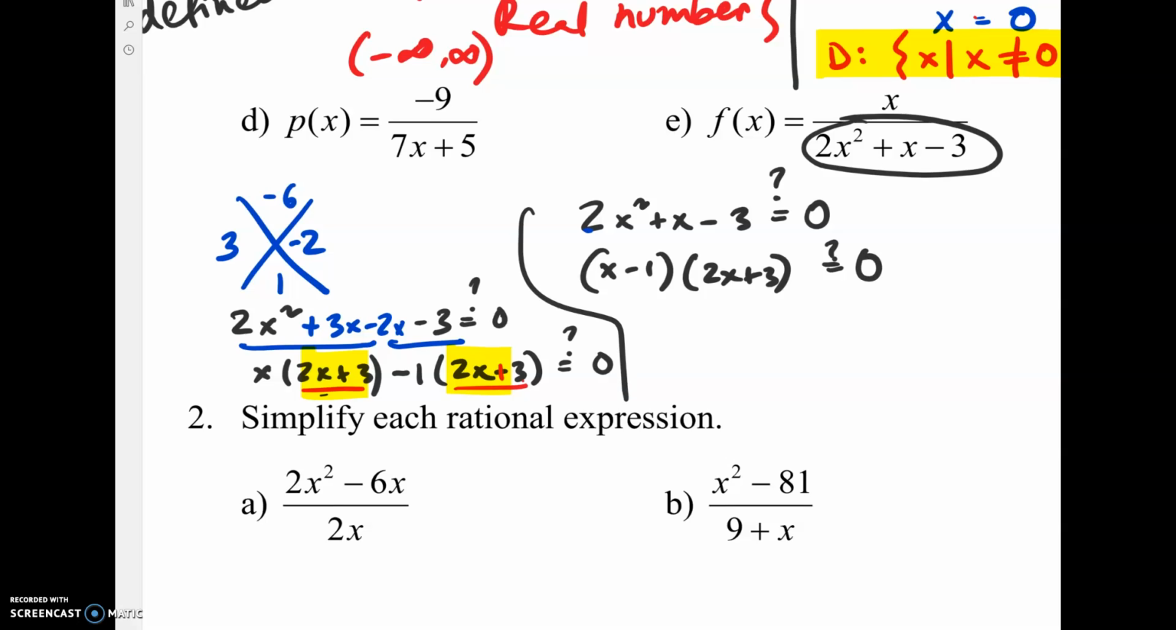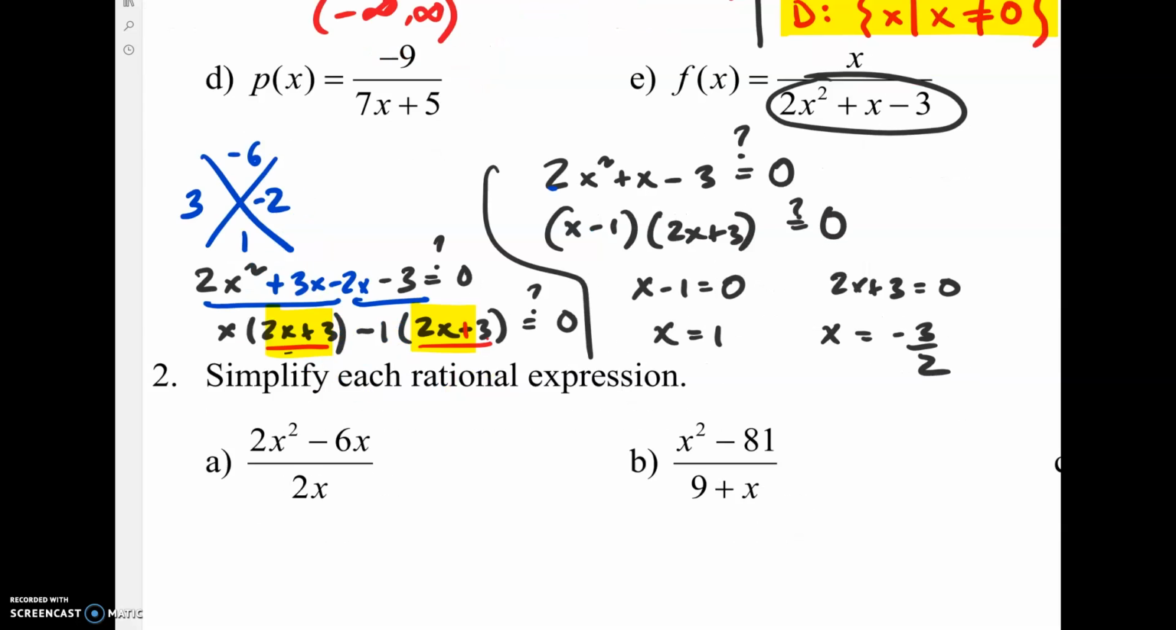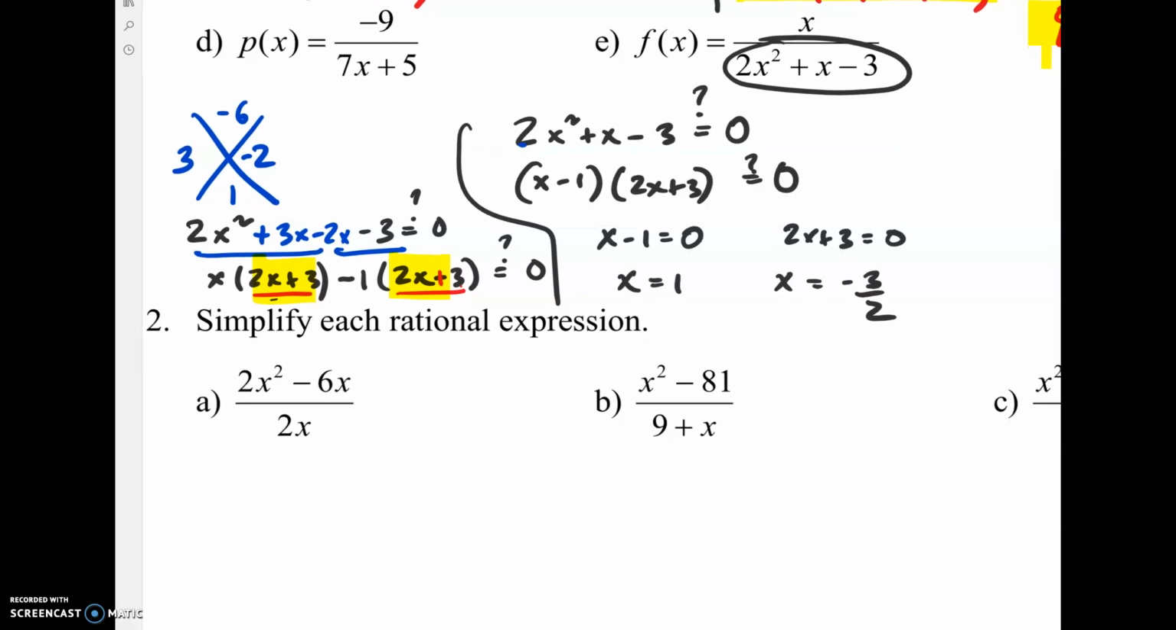Then you use the zero product property. Then we said x minus 1 equals 0 and 2x plus 3 equals 0, and if you solve for x, you'd get x as 1 and x as -3/2. So we found those numbers. Now when you say your domain, it would be x such that x is not equal to -3/2 and 1. It doesn't matter how you write them, it's just nicer to write from the negative to the positive. So that's your domain.